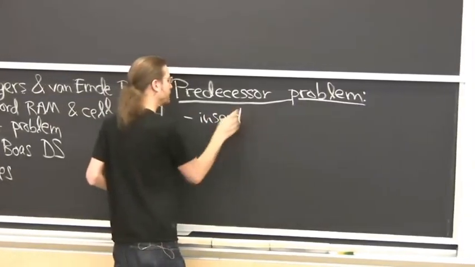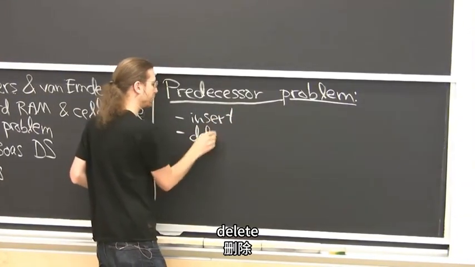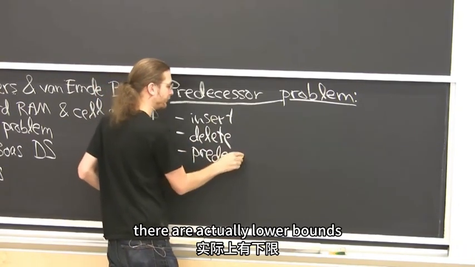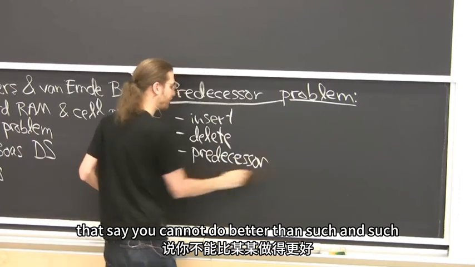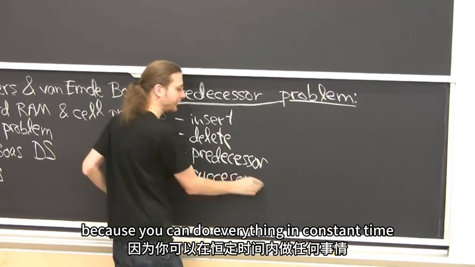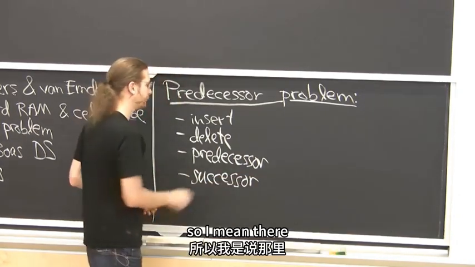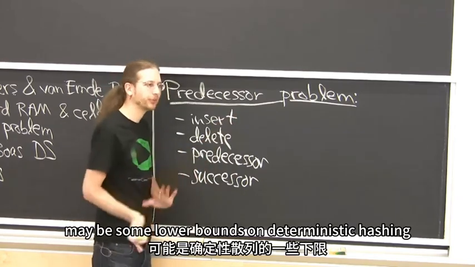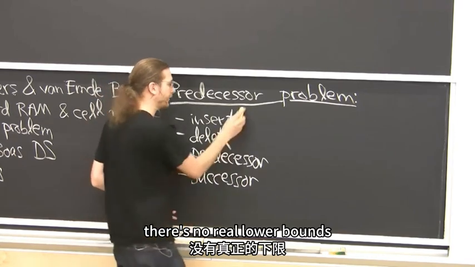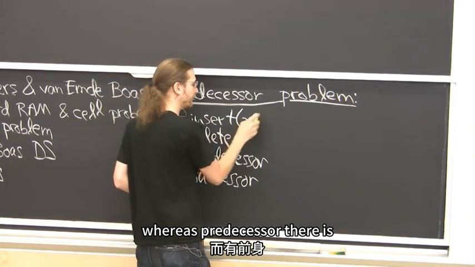insert, delete, predecessor, successor, there are actually lower bounds that say you cannot do better than such and such. With hashing, there aren't really any lower bounds because you can do everything in constant time with high probability. So there are maybe some lower bounds on deterministic hashing. That's harder. But if you allow randomization, there's no real lower bounds. Whereas predecessor, there is.